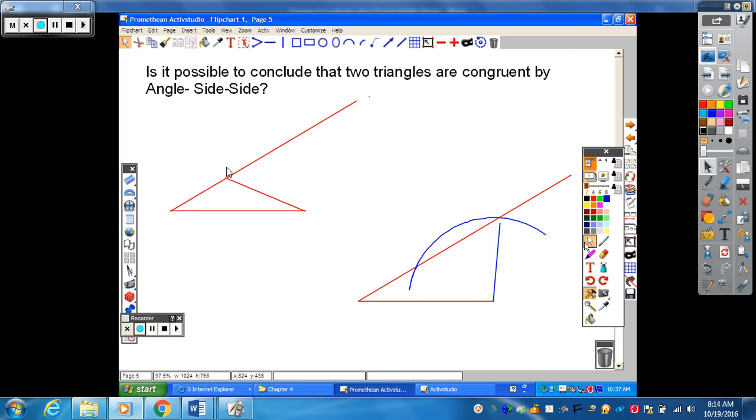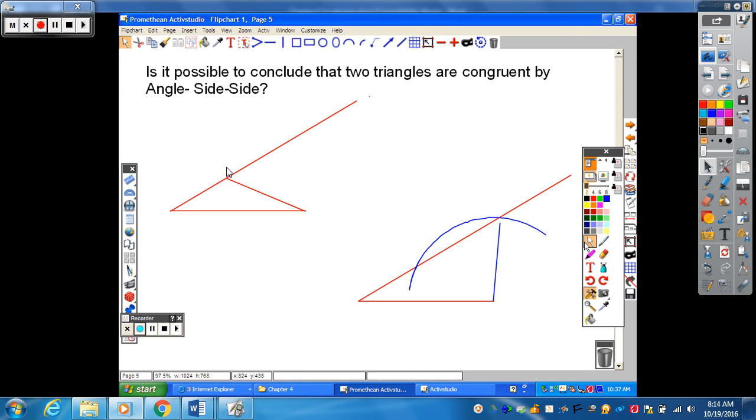It is not possible. The unfortunate thing is there will be many of you that will get in the zone when you do your quiz and you will write that down, okay? And I will circle it and say, really? Come on, people. So, again, angle-side-side is not a possible way to prove those triangles congruent.